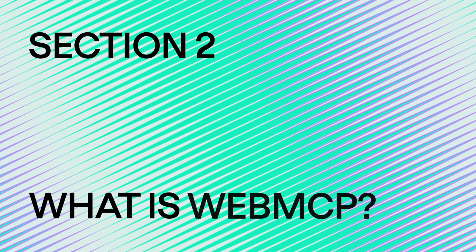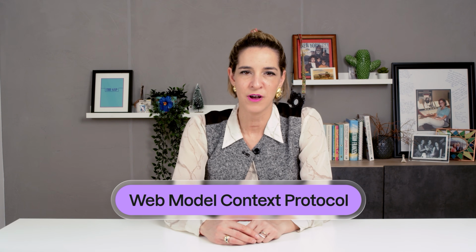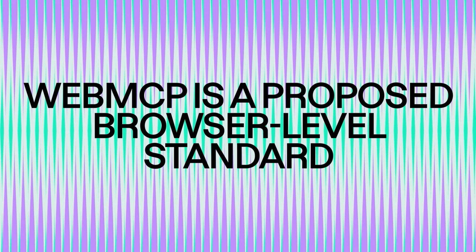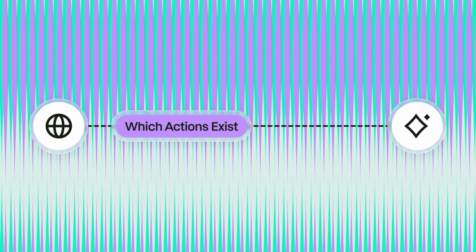Section 2, what is WebMCP? WebMCP stands for Web Model Context Protocol. It's a proposed browser-level standard that gives any web page a way to tell AI agents exactly what actions are available and how to use them. Google Chrome and Microsoft Edge are co-developing it through a W3C community group.